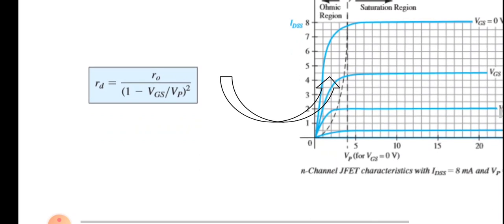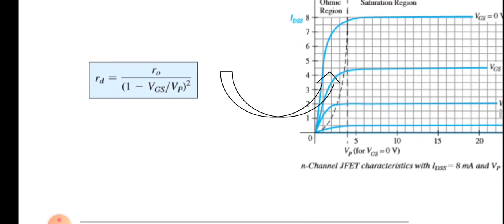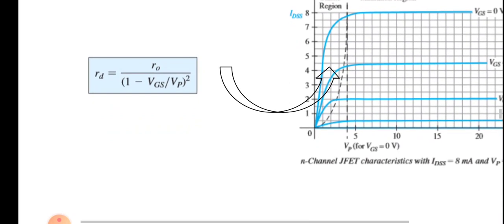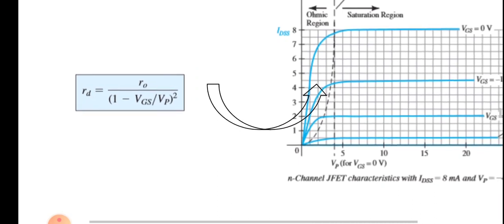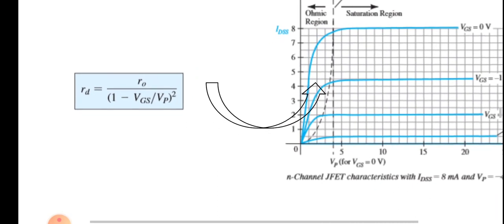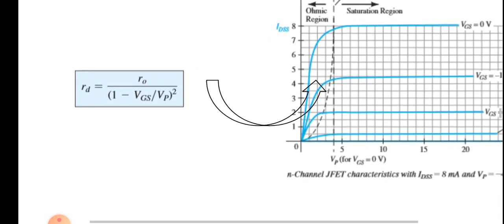And if you keep increasing VGS, the resistance is going to increase. And once VGS reaches the pinch-off voltage, you can see that this will become 1, and 1 minus 1 becomes 0. So infinite resistance. That is going to happen only if there is no current.